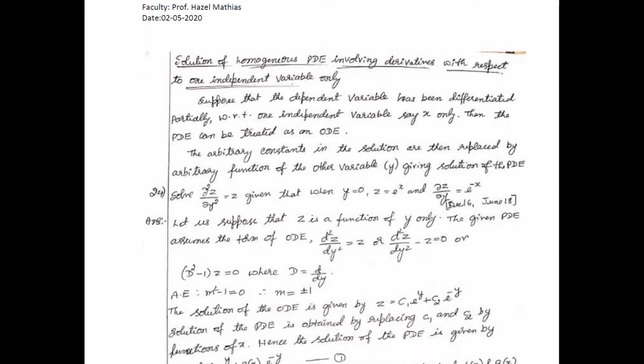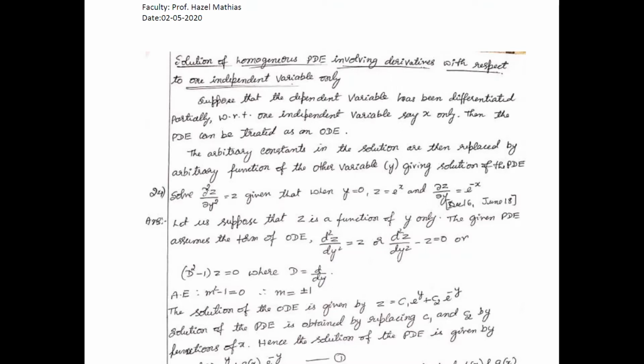Suppose that the dependent variable has been differentiated partially with respect to one independent variable, say for example x only, then the partial differential equation gets turned into an ordinary differential equation, because in a partial differential equation, while differentiating with respect to one variable, the other variable will be treated as a constant.